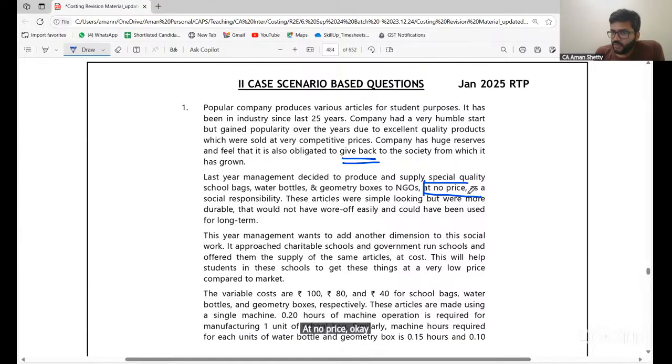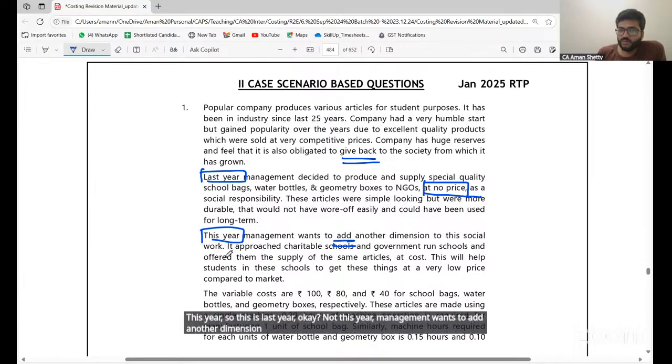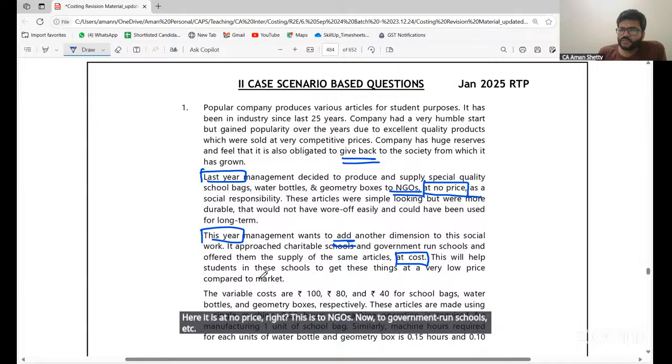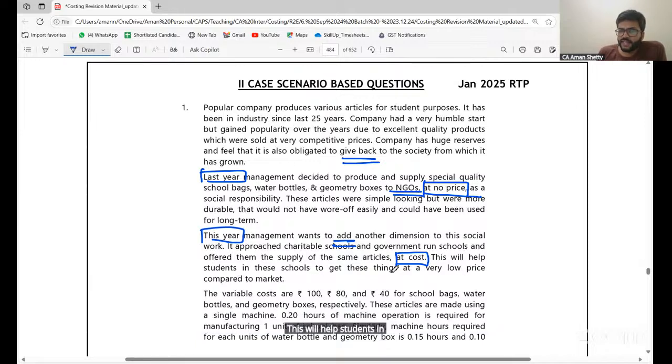Okay, as a social responsibility. These articles were simple looking but more durable, would not wear off easily and could be used for the long term. So this is last year. Now this year, management wants to add another dimension to this social work. It approached charitable schools and government run schools and offered them the supply of the same articles but at cost. Here it is at no price, right? This is to NGOs, now to government run schools, etc. This will help students in these schools get these things at a very low price compared to market.